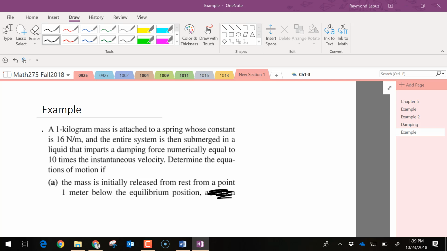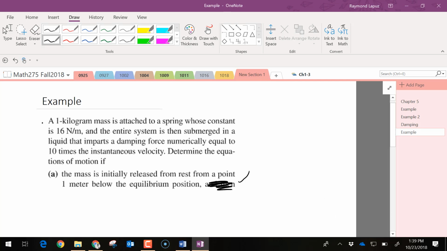So we got a 1 kilogram mass, m is equal to 1, and k is equal to 16, and then our damping force is numerically equal to 10 times the instantaneous velocity. We've been doing the initial conditions first, so might as well do that first. The initial conditions come here in part A. Part B is a different set of initial conditions that we're not going to do. So here the mass is initially released from rest at a point 1 meter below the equilibrium. So I need to figure out what x of 0 is and x prime of 0. And based on that sentence, I should be able to figure out both.